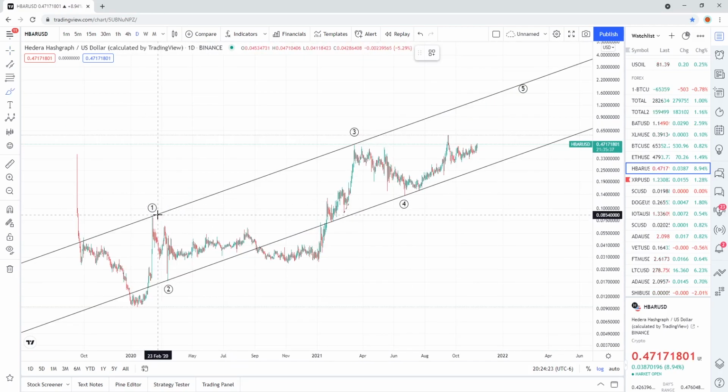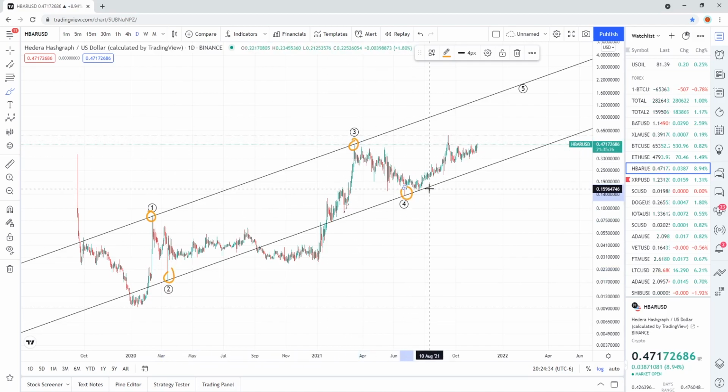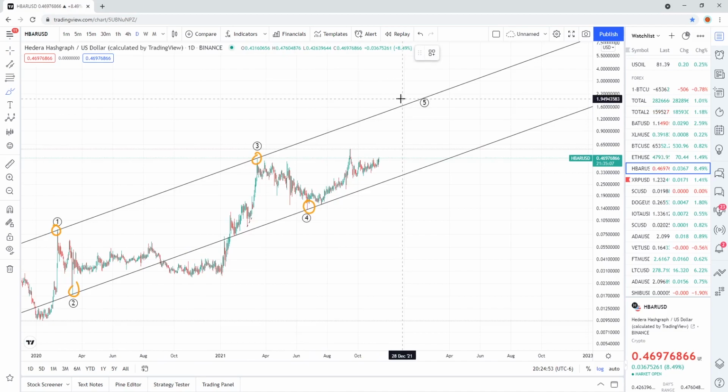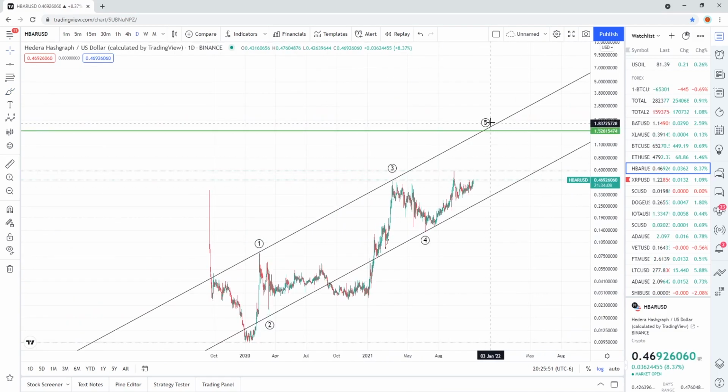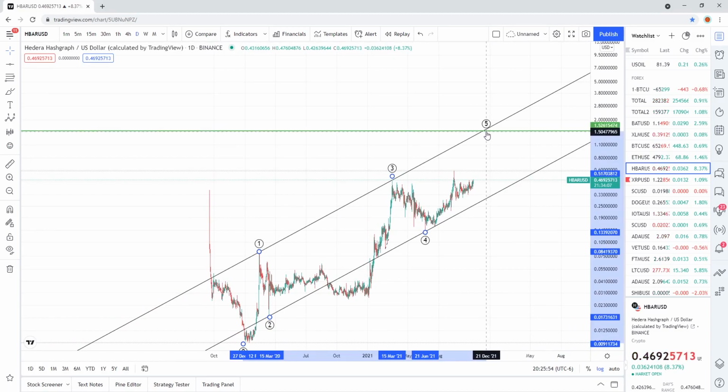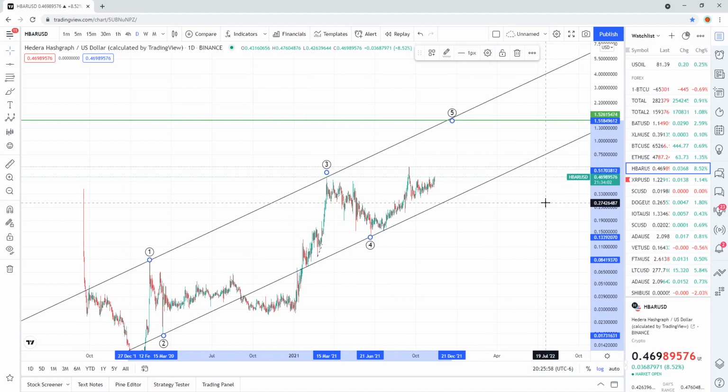All of these primary waves for HBAR have ended at their targeted trend lines. Primary wave 1 ending at that top trend line, 2 at the bottom, 3 at the top, and 4 at the bottom. So I don't think it's a stretch thinking that this primary fifth wave can end at that trend line as well. Depending on how long this primary fifth wave lasts, I think that it could end around $1.50, which is around that upper trend line.